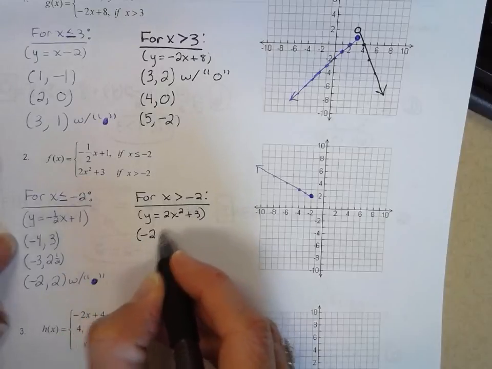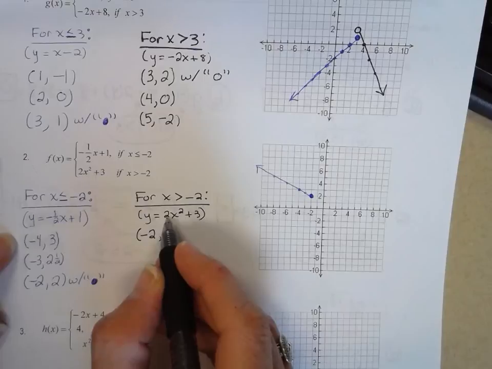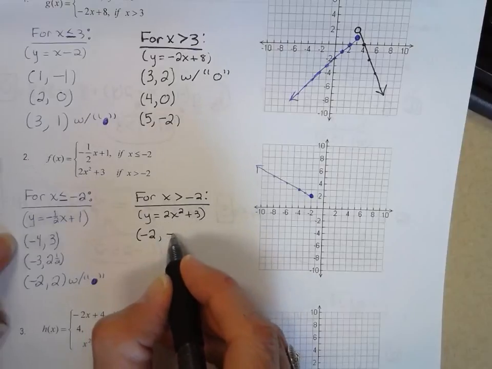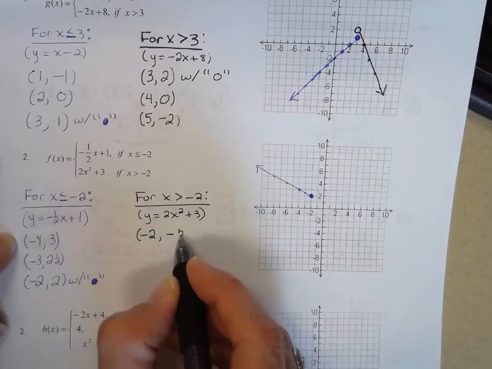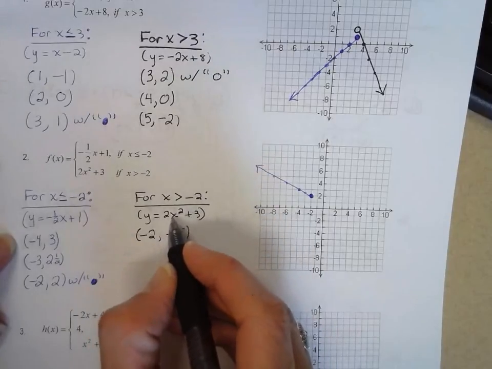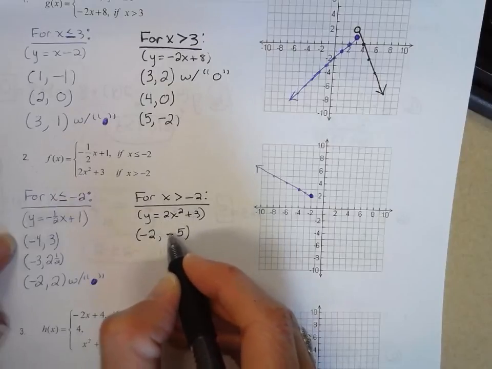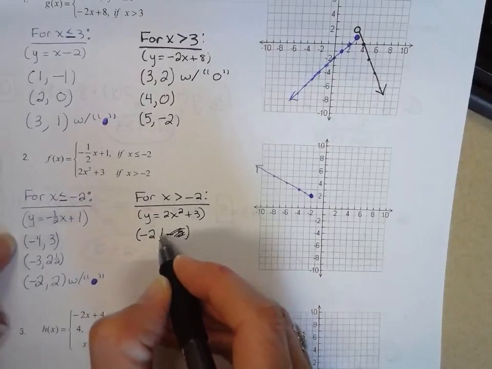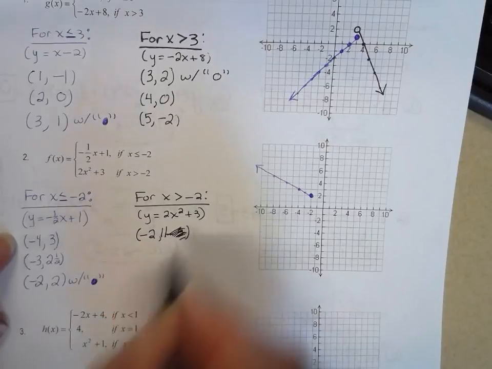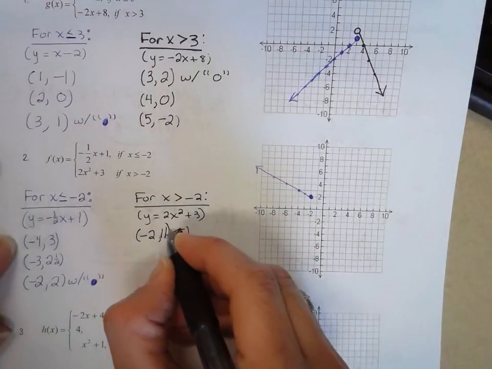When I sub in negative 2, negative 2 times negative 2 is 4, times 2 is 8, plus 3. Oh, I'm sorry, let's do that thought again. Negative 2 times negative 2 is 4, times 2 was 8. I think I said times negative 2. Times this 2 was 8, plus 3. This should be 11. At least I caught myself there. So at negative 2, we're at 11. This should be graphed: negative 2, 11.